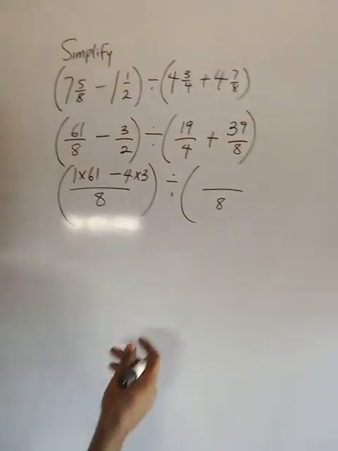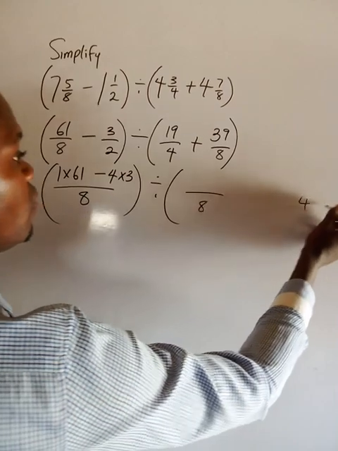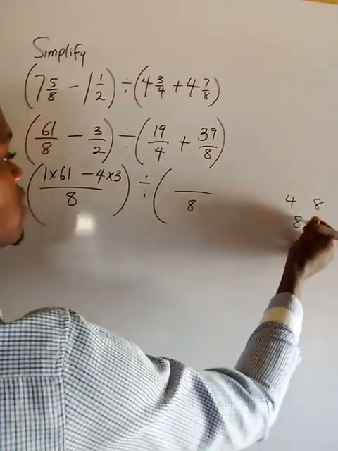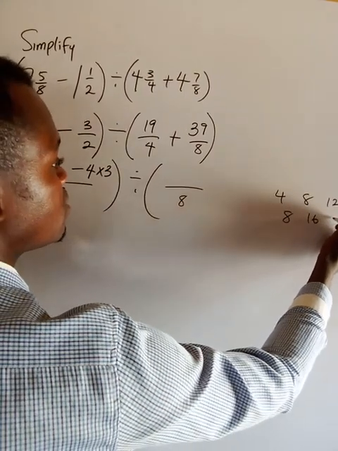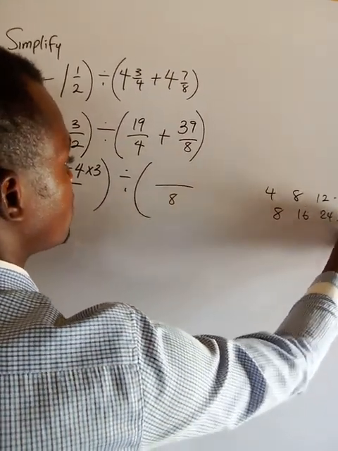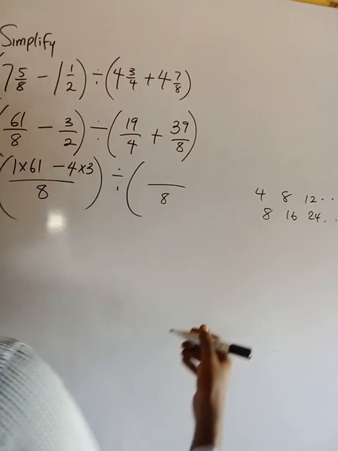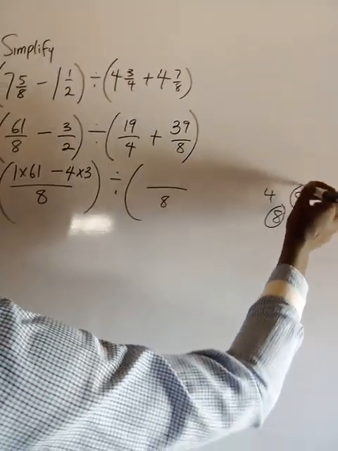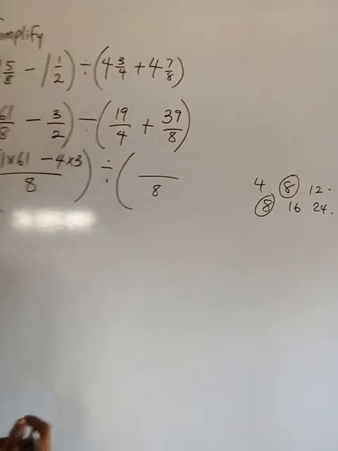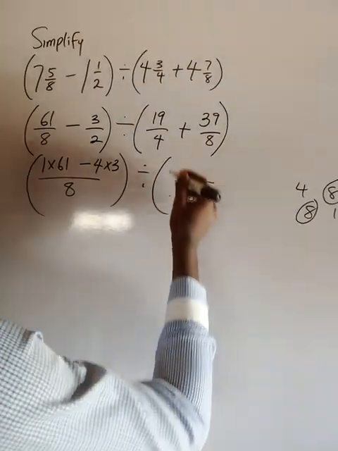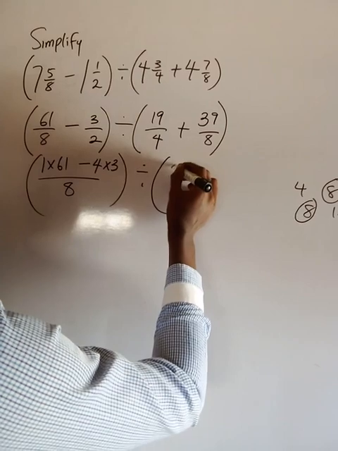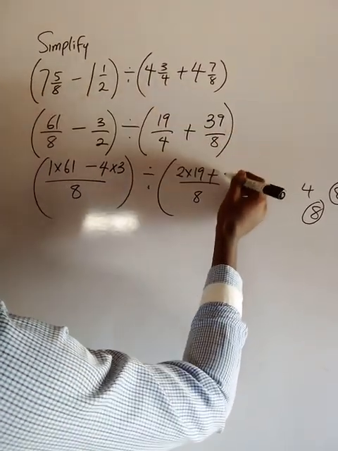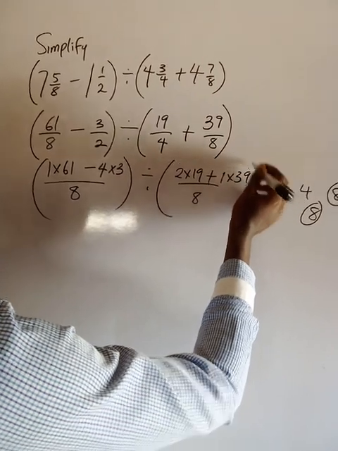Like I said earlier, the multiples of 4, we have 4, 8, 12, and so on. The multiples of 8, we have 8, 16, 24, and so on. Among them, the least common multiple is 8. This is the smallest among all the common multiples. So we are picking 8. 4 into 8 is 2, and 2 times 19 is what we should have up here. Plus 8 into 8 is 1, and 1 times 39 is what we should have up there.